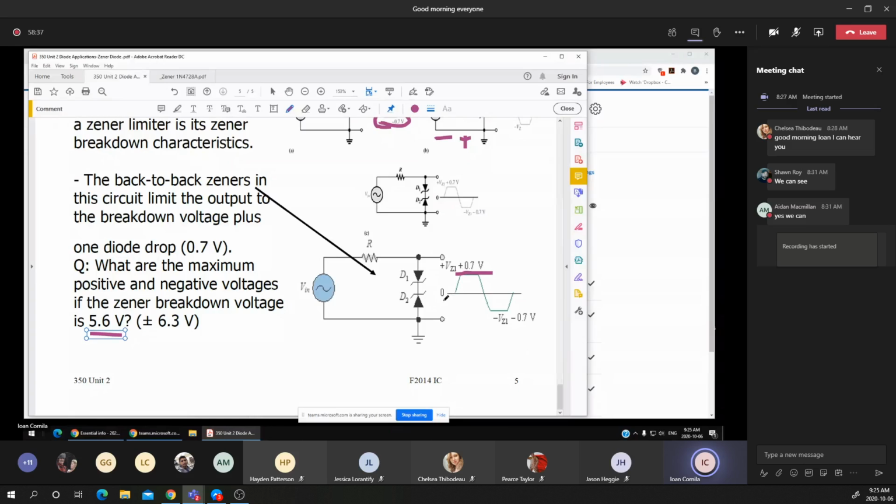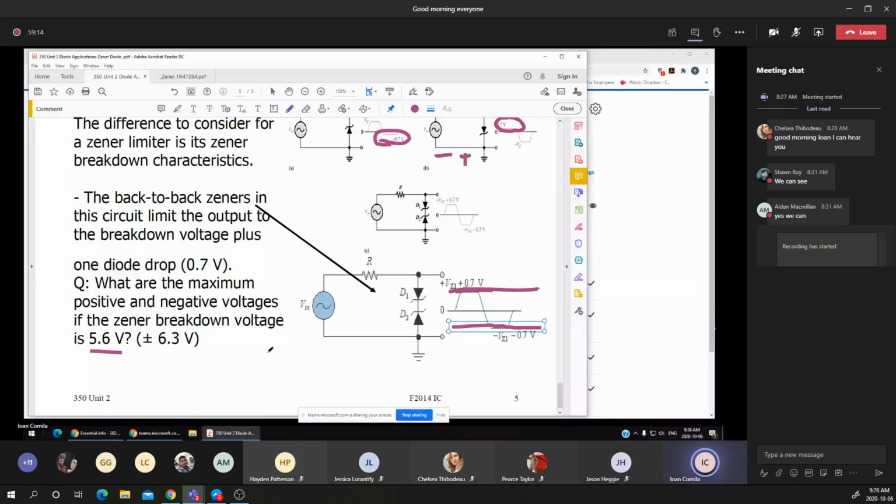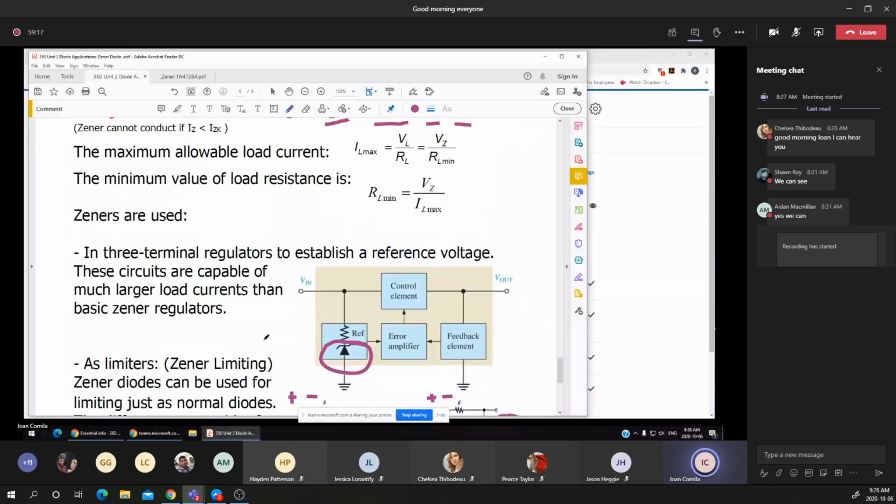And the reverse way, if the polarity is changed, the Zener D1 acts as forward bias, and diode D2 will be in reverse bias. That means the two limits, or the voltage rails, will be anywhere between the VZ plus the 0.7 and minus VZ minus the 0.7. Those are specific applications, or just the basic applications where we may use the Zener diode.